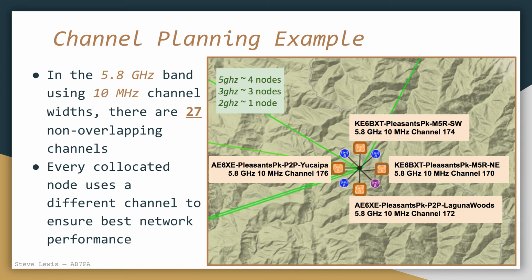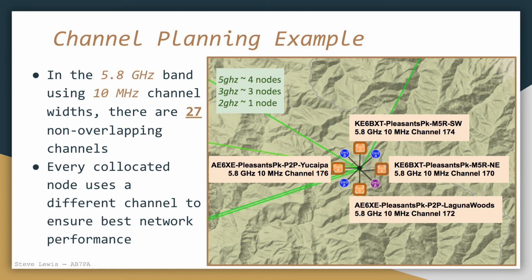It might help to look at a specific example of good channel planning at a real site that has co-located nodes. There are many excellent examples to choose from, and the one shown here has 8 co-located AREDN nodes. Let's focus on the 4 nodes that are using the 5.8 GHz band.